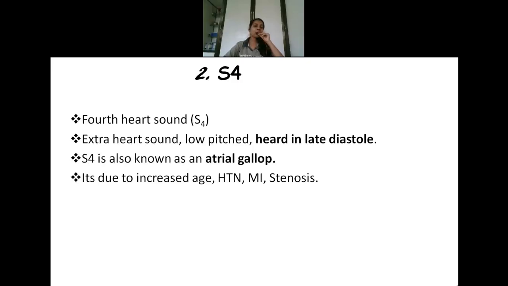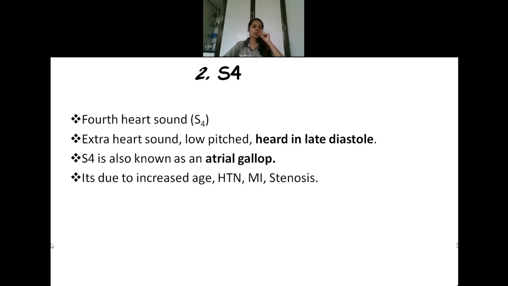Now this abnormal heart sound S4 is commonly seen as aging approaches, most of the time when an individual has hypertension, myocardial infarction (MI), or when there is any stenosis or calcification in the heart valve.